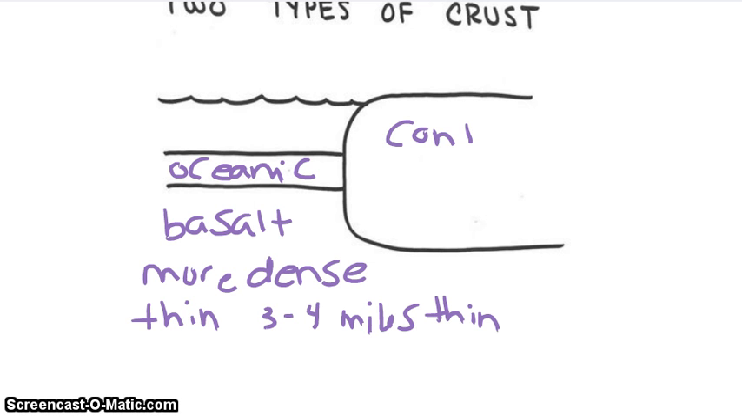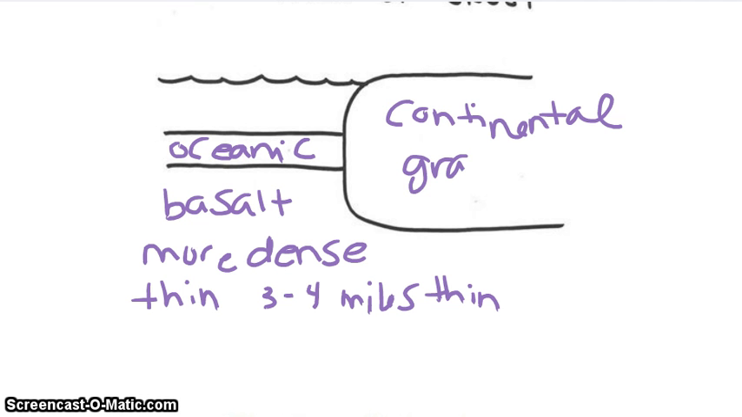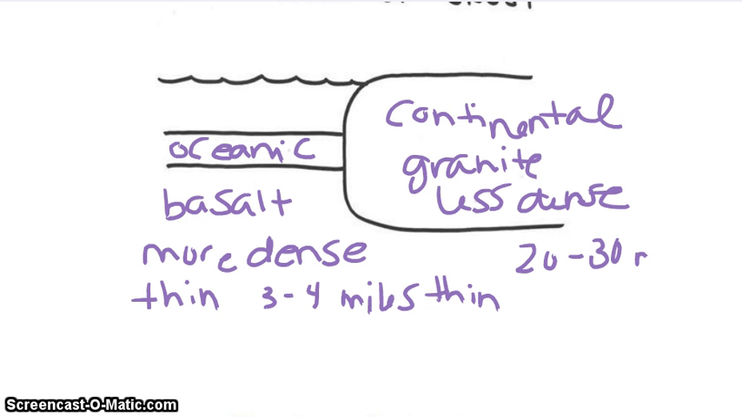Then we have our continental crust, which we can see down here where we've circled before, is made of granite, and it is less dense than the oceanic crust. This is a little bit thicker, but we're still going to call it thin. It's about 20 to 30 miles. And the reason we're going to call that thin is because when we talk about the mantle or the core, they're much thicker than the crust. So the crust is the thinnest layer that we have.